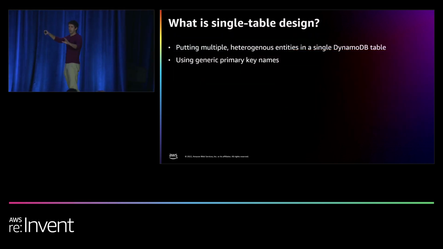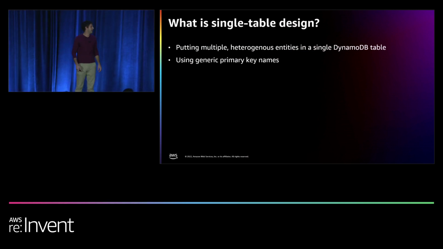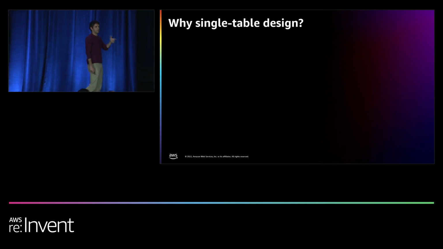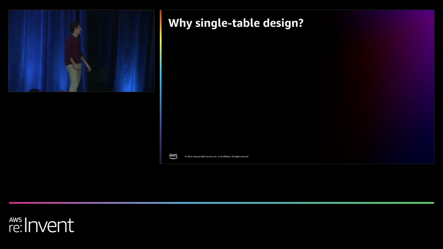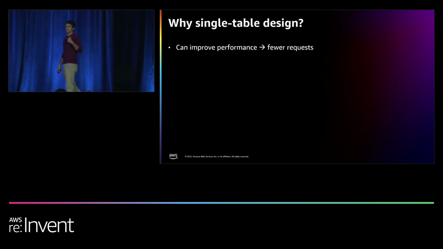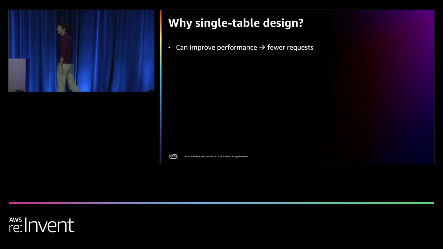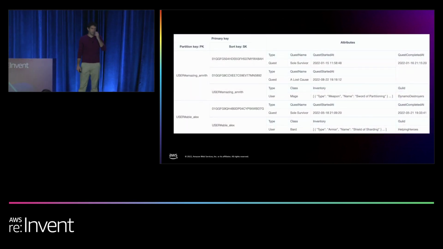So that's the basics of single table design. We're putting lots of different items in a single table. We're using these generic primary key names. Let's talk about why you would do this, because this is very weird if you're new to this. So I think the first reason is this can improve performance by making fewer requests, which I said is one of the points of DynamoDB. Ideally, you're handling each use case with a single request. Let's see how that could happen.